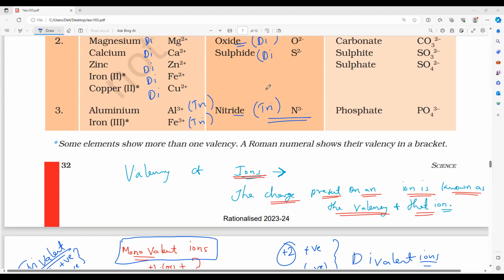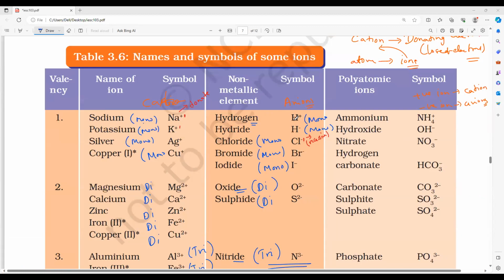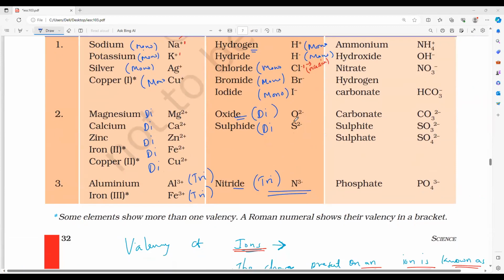Yes. Next, one more is there. Can you check it? What is that? 3. If you want, you can write it. Phosphide, P3 minus. Phosphide. This is also trivalent.